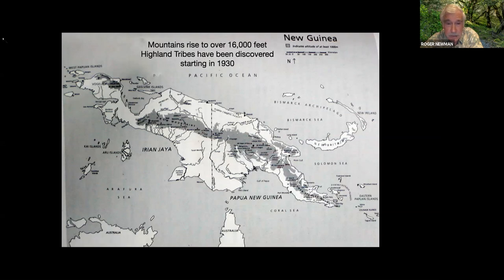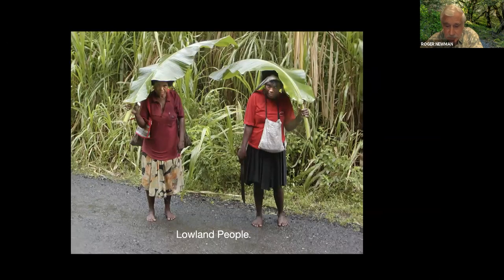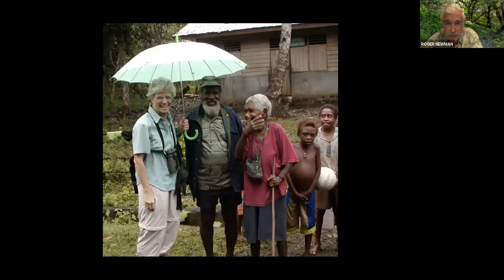There's some difference, of course, between the coastal people and the Highlanders. I'm just going to show some slides from when Audrey and I were there in 2005. The lowland people have more mix in their language and their genes and so on. So there's been contact, but the Highlanders, not so much. Now here's just a few pictures from the lowlands.